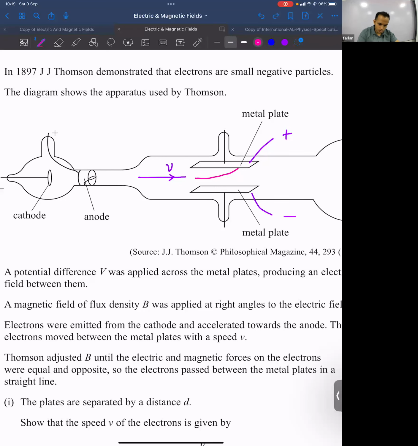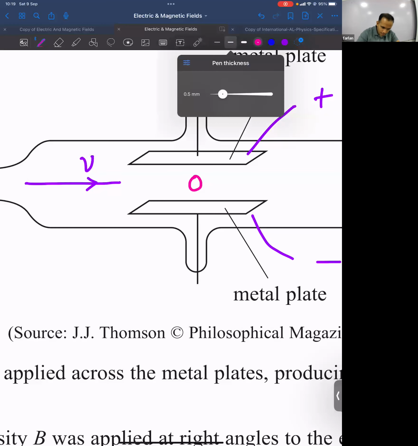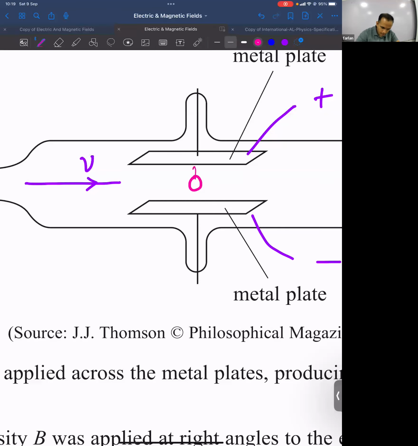So what did Thomson do? He also put a magnetic field here in such a way that the force due to the electric field on the electron will be in one direction, let's say this way. He put the magnetic field in such a way that the force due to the magnetic field is in the opposite direction. And also he made sure these two forces are equal in magnitude. He has chosen the magnetic field strength in such a way that the two forces will be exactly opposite in direction and exactly equal in magnitude.